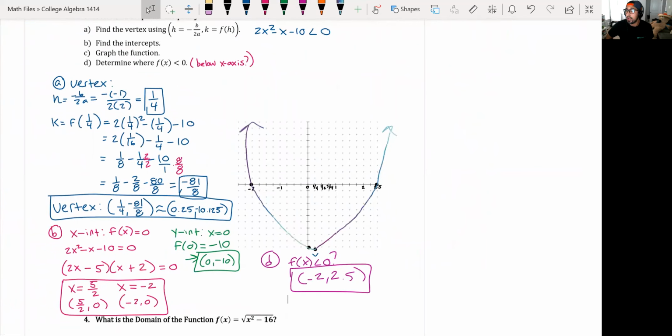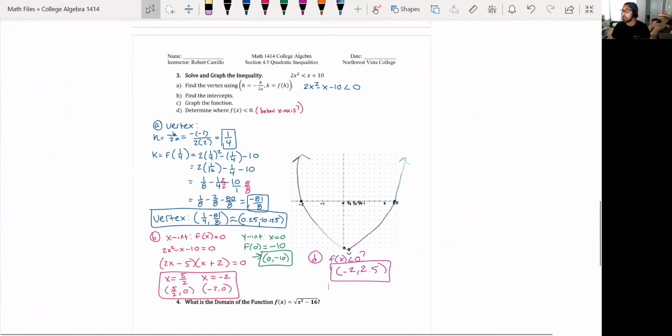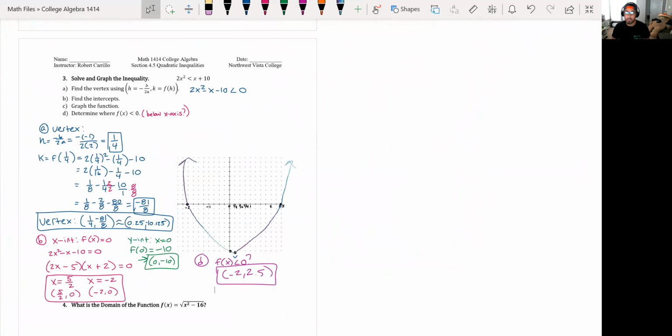So that's how you will handle these quadratic inequalities. Find the vertex, find the intercepts, graph it, and then answer the question of where you are above the x-axis, below the x-axis, above or on, and below or on the x-axis. That's it. Not too many steps involved, right? But knowing the graph gives you the better visual of where it's at.